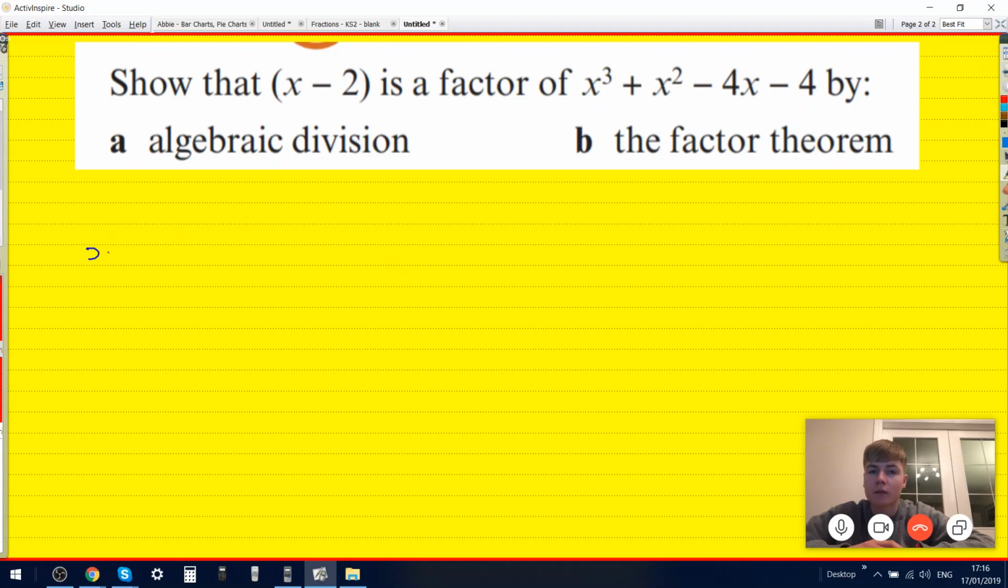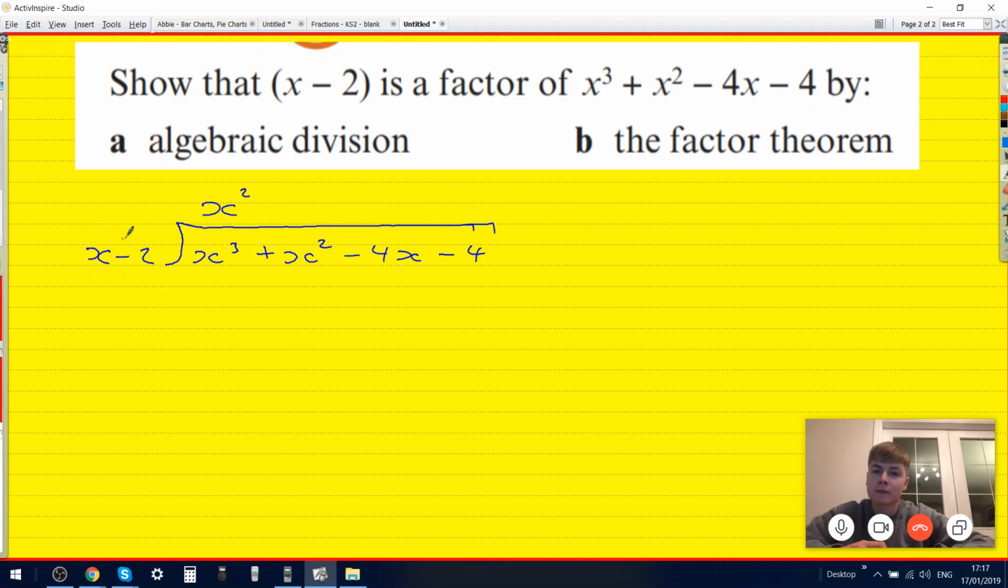So you have x minus 2 in the bus shelter, make that a bit bigger, and then x cubed plus x squared minus 4x minus 4. The way you do algebraic division is you only look at the x's. So x cubed divided by x, what do you get there? x squared. Yeah, so that goes on top, and then you times them both by x squared.